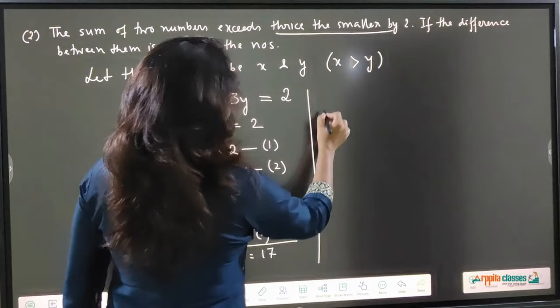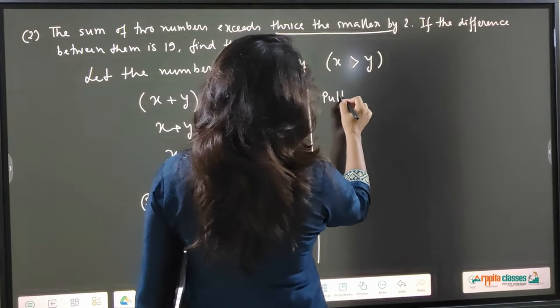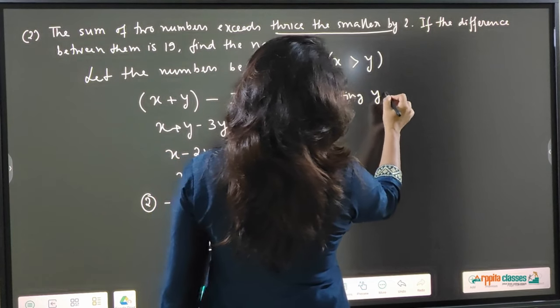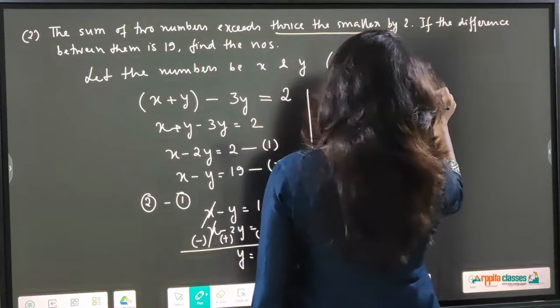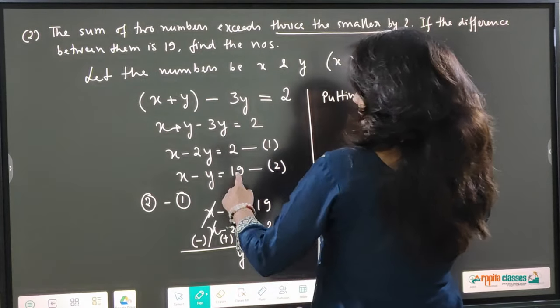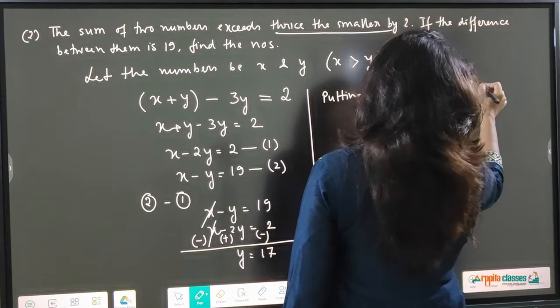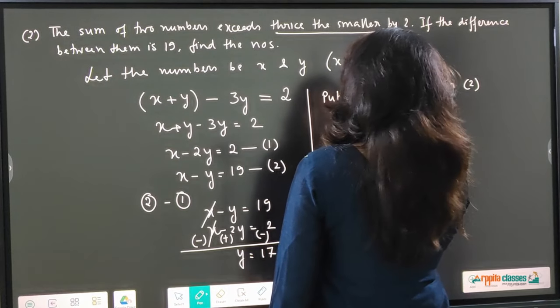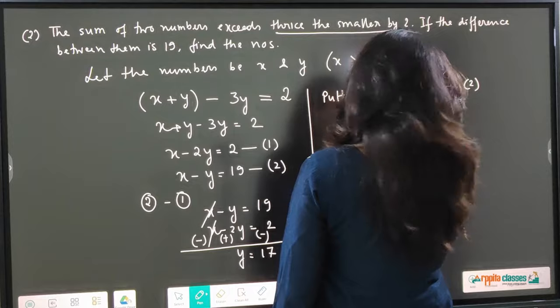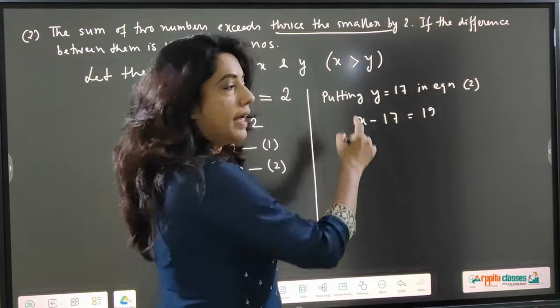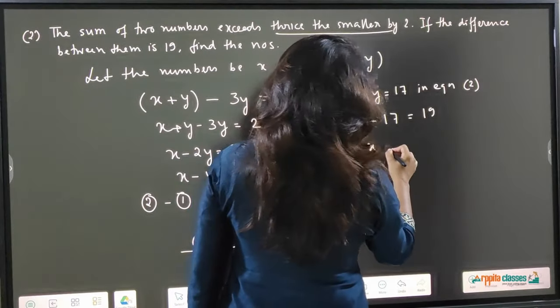Now I'll put the value of y. So put y is equal to 17 in equation. I can see equation number 2 is small, so I'll put it here. So x minus 17 is equal to 19. In the second step, I'll get 17 that side.